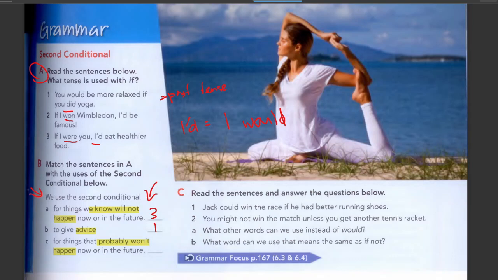And C, things that probably won't happen now or in the future is number 2. If I won Wimbledon, I'd be famous. But I probably won't win. And I probably won't even play in Wimbledon. And I probably also won't be famous. So second conditional ni bila mostly kita cakap tentang perkara yang negatif, tidak akan berlaku, tak mungkin berlaku. Kecuali satu saja, bila kita bagi nasihat, also we use the past tense.